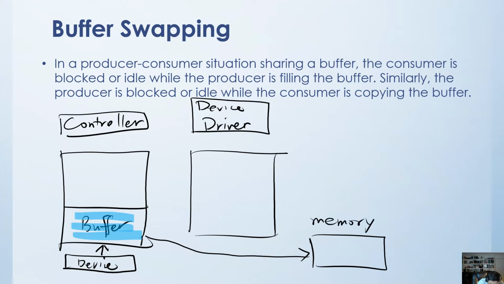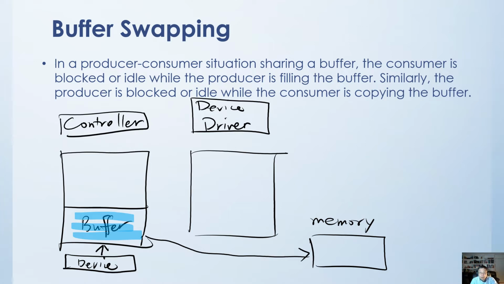So in this case, the buffer is shared between the device and the driver. When the device is using the buffer, the driver should not be able to use the buffer. But if the driver is accessing the buffer, the controller cannot copy the data from the device to the buffer. So the buffer can be used only by one at a time. So that's the problem.